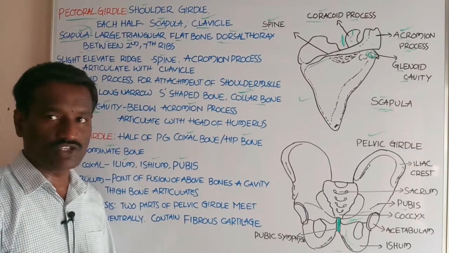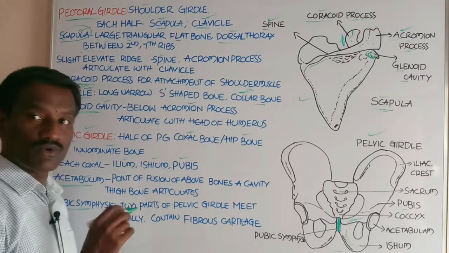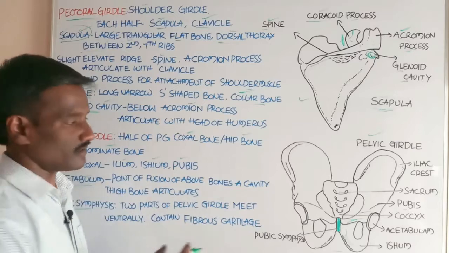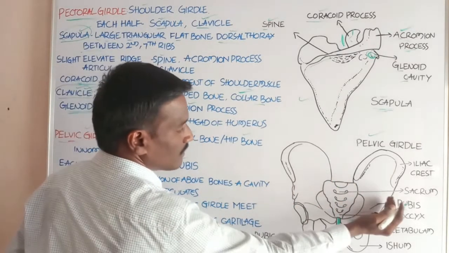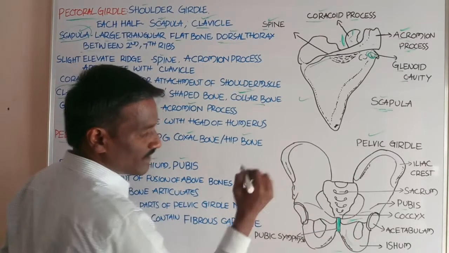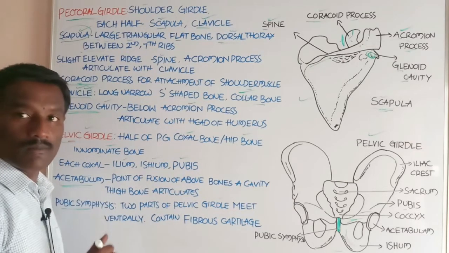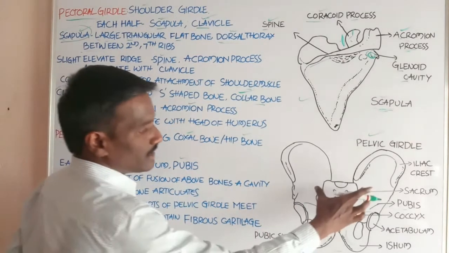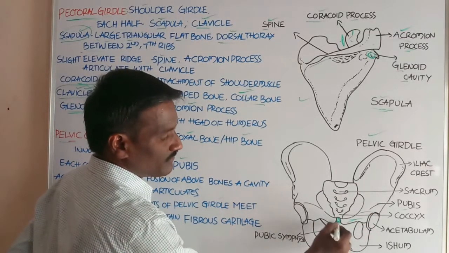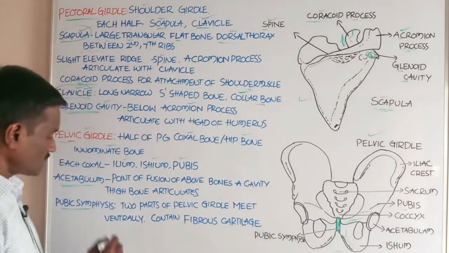Students, another one is the pubic symphysis. What about the pubic symphysis? The two parts of the pelvic girdle meet ventrally, and that is called the pubic symphysis. The two parts of the pelvic girdle meet ventrally with the help of fibrous cartilage. That is called the pubic symphysis.